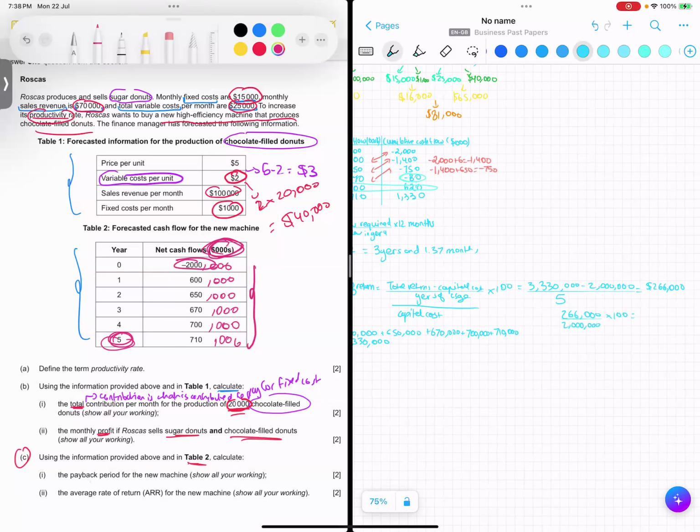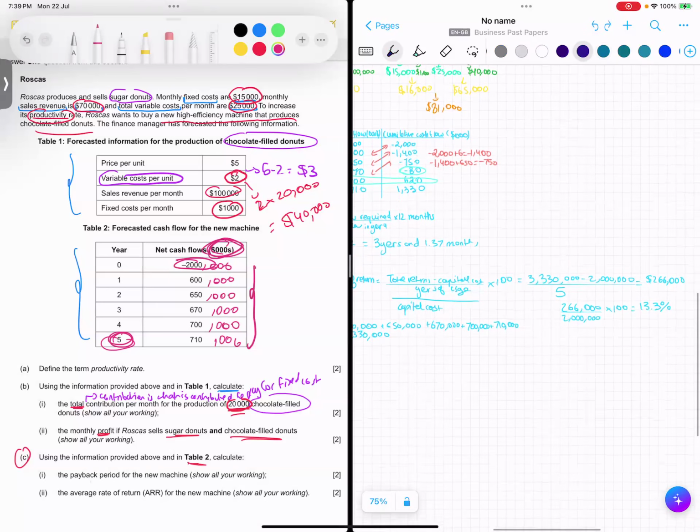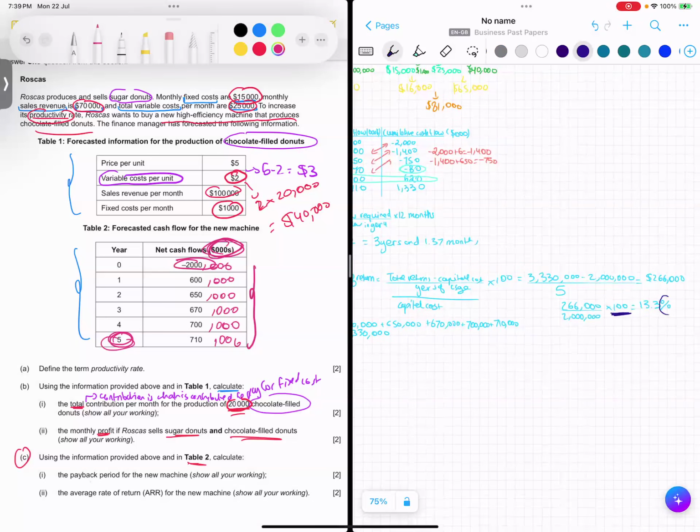And I'm going to do my calculations once again, guys. So keep that in mind. Okay, so our final answer is 13.3%. And why is it in percentage? Because keep in mind, guys, always when you're multiplying something by 100, you always get your units as a percentage.